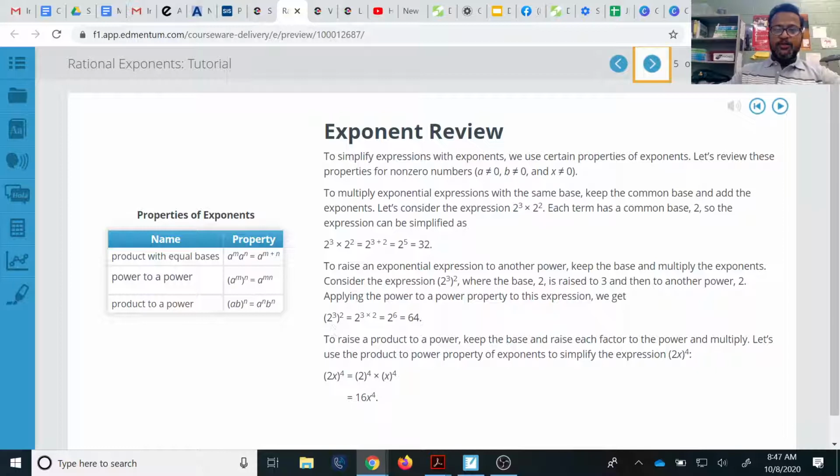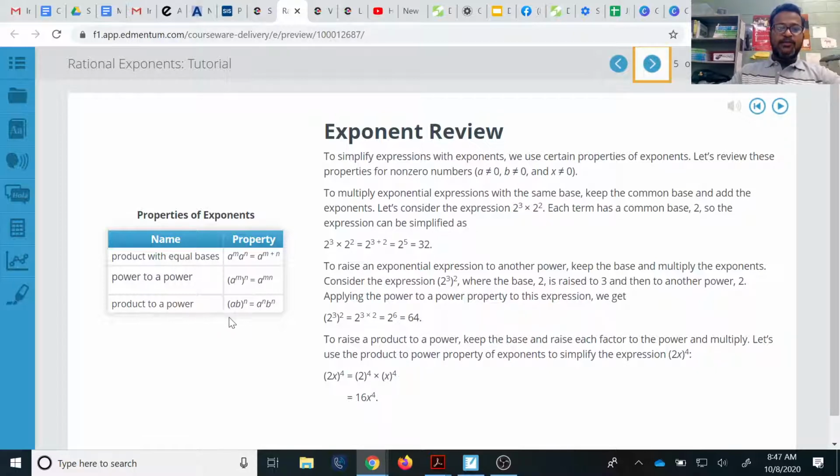Look at this example over here, 2 cubed to the second power. So how do we do this? 3 times 2, you multiply the powers and you get 2 to the 6th power, and the value of 2 to the 6th power is 64.